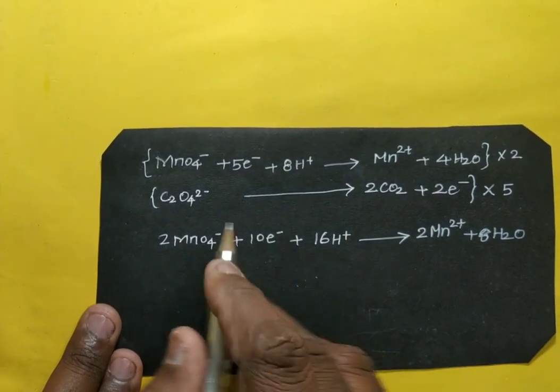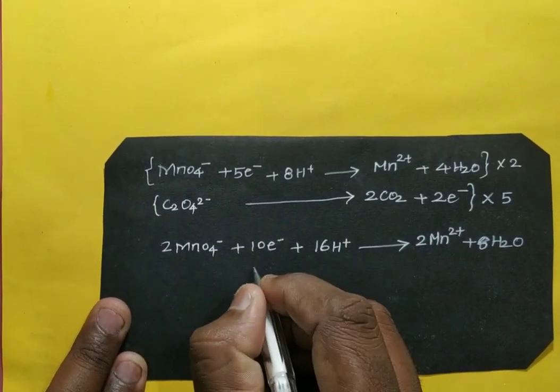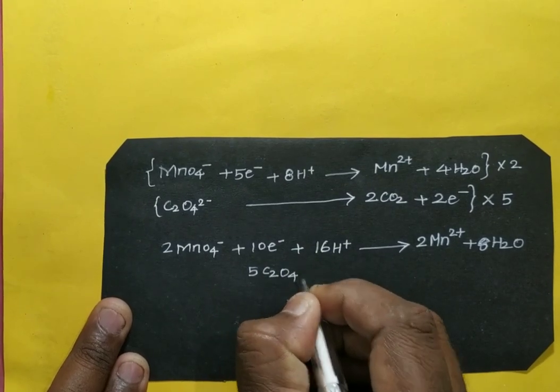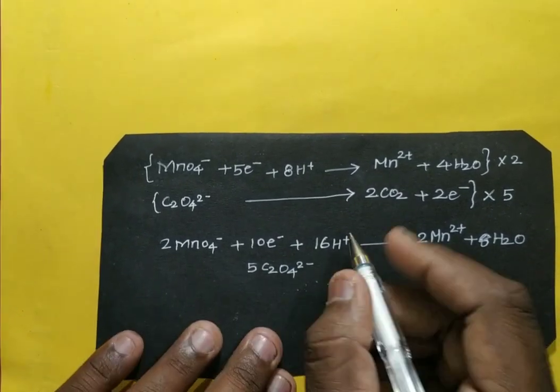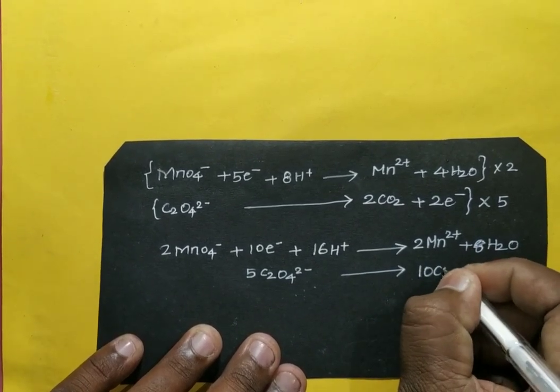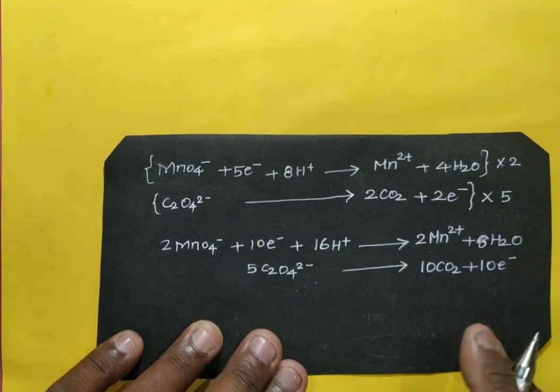And what about the oxidation half? We have to multiply with 5. That is 5 C2O4 2 minus. That gives how many carbon dioxide? 10 CO2 along with that 10 electrons. The equation is balanced now.